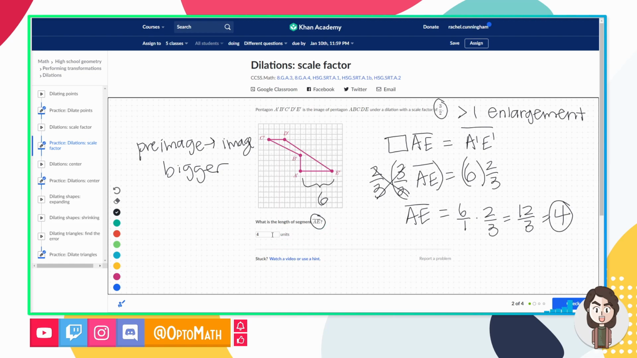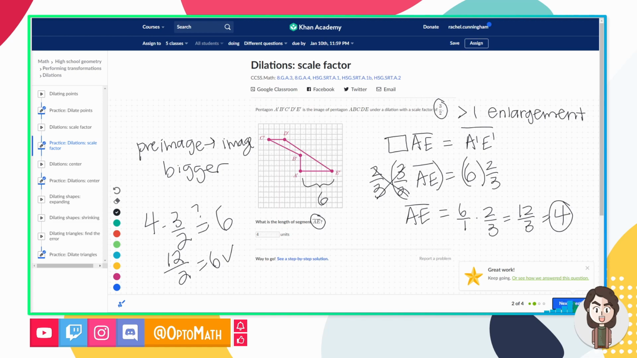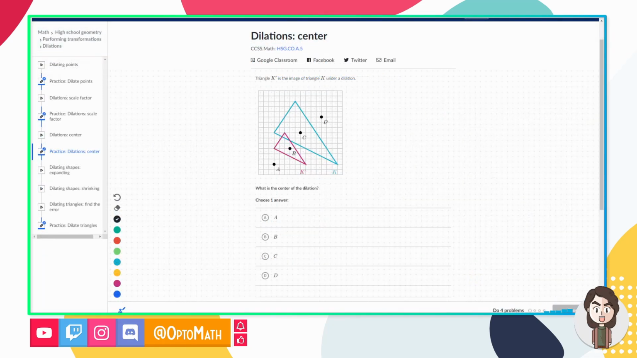If you want to test to see if that's correct, work your way backwards and say, well, is 4 times 3/2 equal to 6? This is a really great way to check. 4 times 3 is 12. 12 divided by 2 is indeed 6. So that's a good way to check, and we're just looking back at that picture to make sure we understand. Now let's check to see if we've gotten it correct. And we're good.